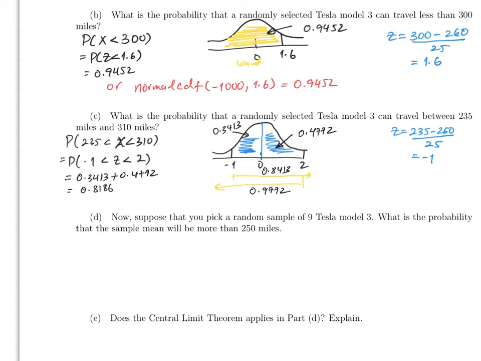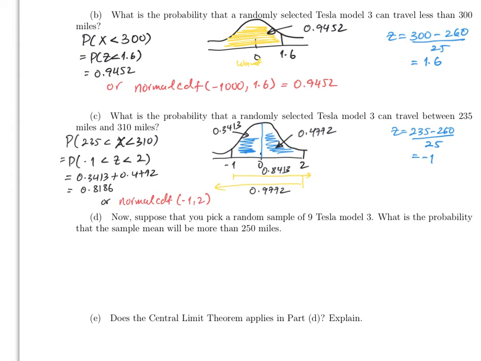Or what will be the calculator? For this one, the calculator will be much faster: normal CDF, the lower bound is -1 and the upper bound is 2. Is that okay? So far, so good?